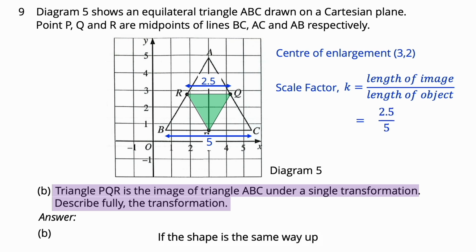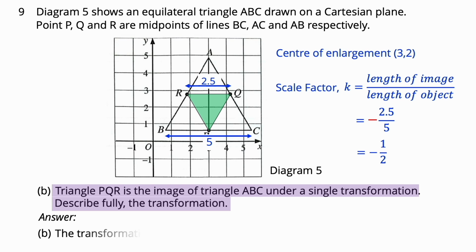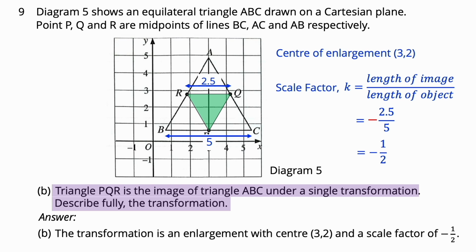If the shape is the same way up, the scale factor is positive. If the shape is flipped, the scale factor is negative. Triangle PQR is flipped. Then, a minus symbol is added to the scale factor, equal to minus 1/2. Thus, the single transformation that maps triangle ABC onto triangle PQR is an enlargement with the center at (3, 2) and a scale factor of minus 1/2.